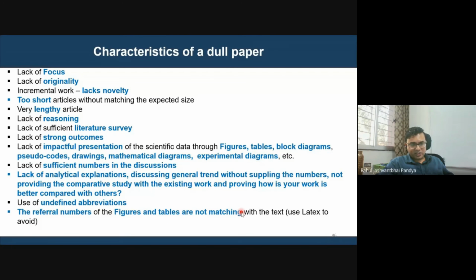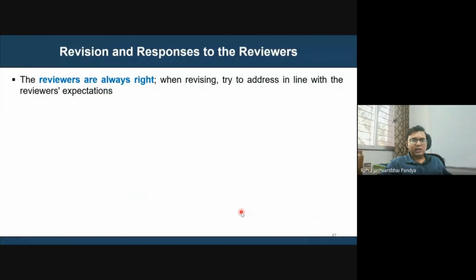Undefined abbreviations. The numbers which are referred to, the figure numbers, table numbers, reference numbers are not matching. Right? Generally, we use LaTeX or Overleaf to avoid this, which is fine. Cited numbers, references, are also not matching. This can be overcome through LaTeX, right?